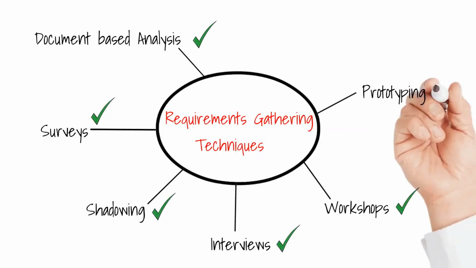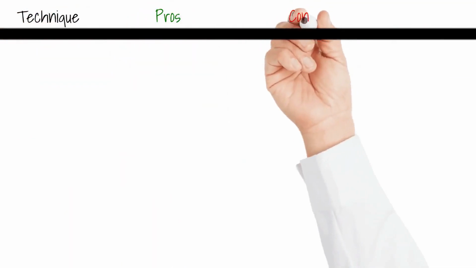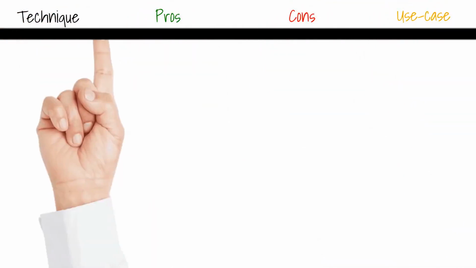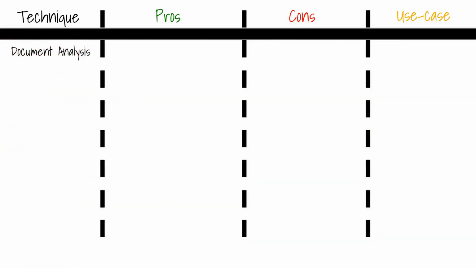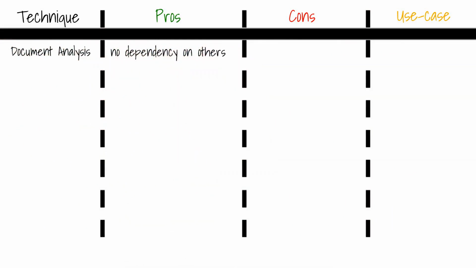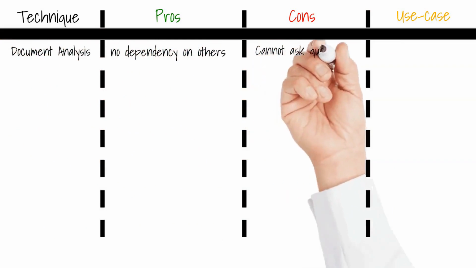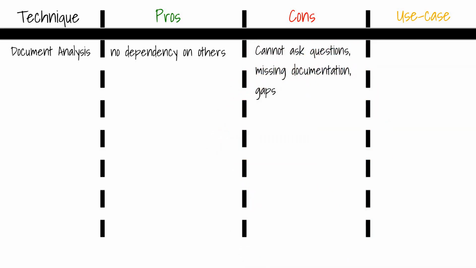After describing these requirements gathering techniques, I want to contrast them against each other in a table. Let's talk about the pros, cons, and use cases on when to use them and when not. Like I've mentioned in the beginning, document analysis has the pro that you are not dependent on others because the information is inside a document. The con here is that you cannot ask questions to this document if there is something unclear to you or maybe any gaps. Also in reality, we often have missing documentation or even, like I said, gaps in these documents.